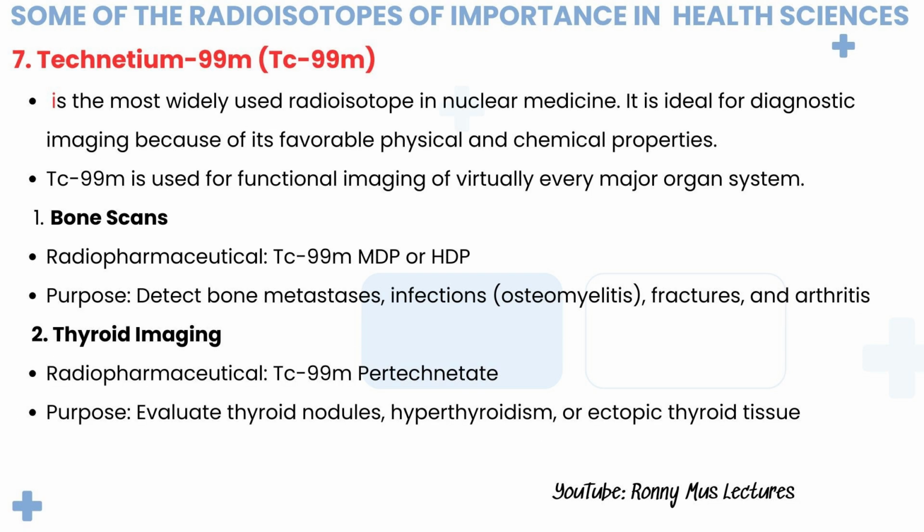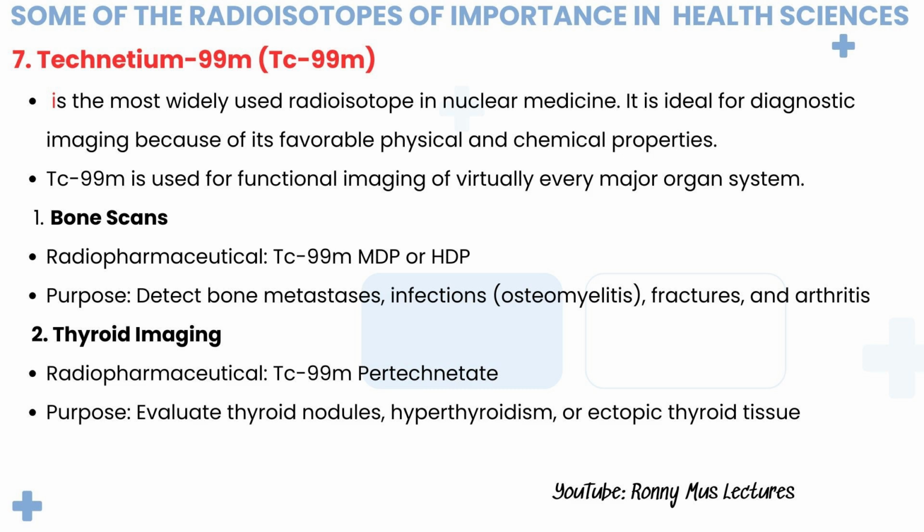Radioisotope is technetium-99m. It is ideal for diagnostic imaging because of its favorable physical and chemical properties, and therefore it can be used in bone scans. And the radiopharmaceutical there is technetium-99m, MDP or HDP. MDP stands for methylene diphosphonate, HDP hydroxy diphosphonate. These are two different radio tracers that are used to visualize bones.